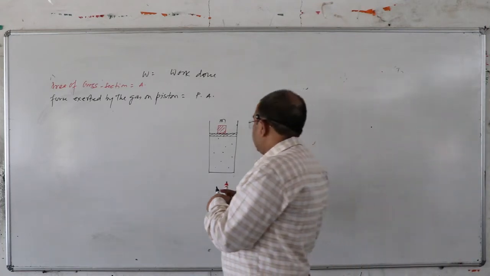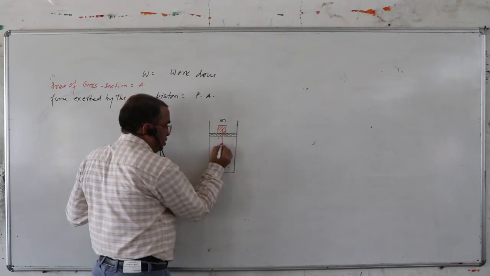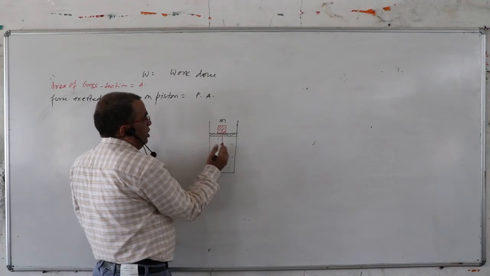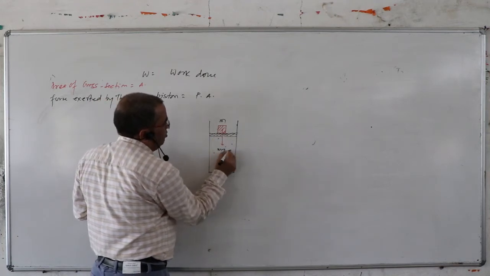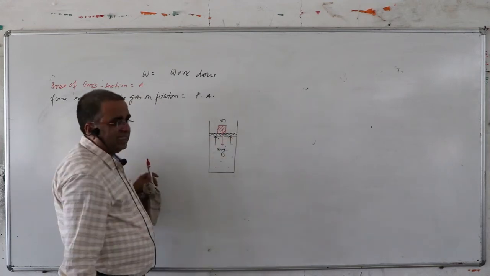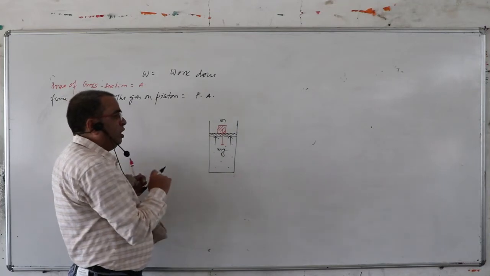That simply means the net force on the piston along with the block in the system is 0. The force is what? Mg, the weight, as well as there is a force exerted over here, and this force is there.